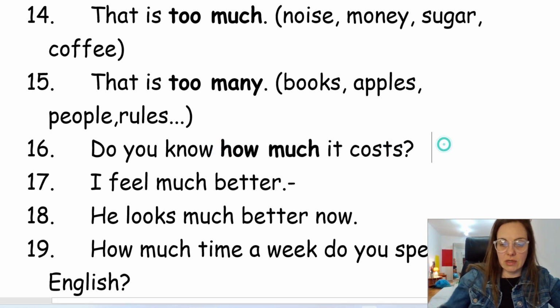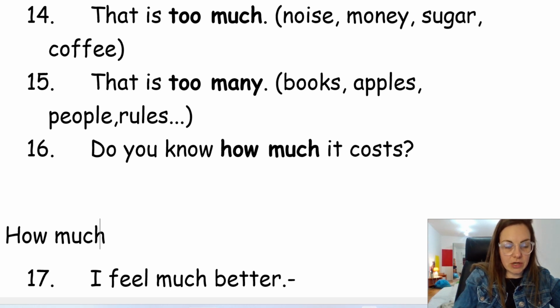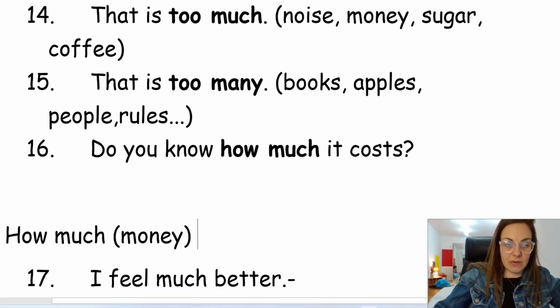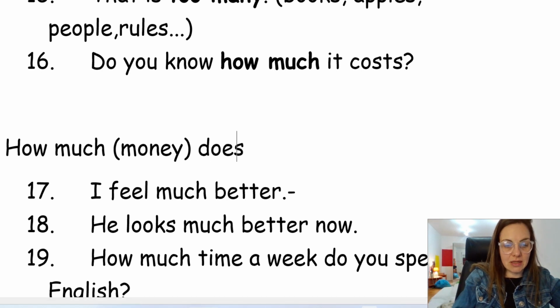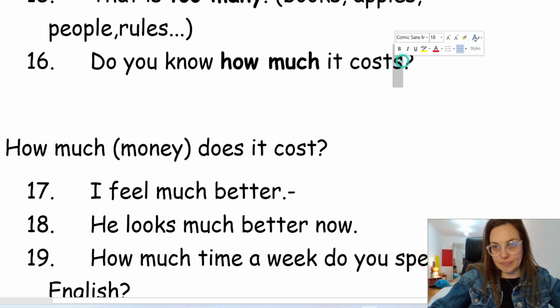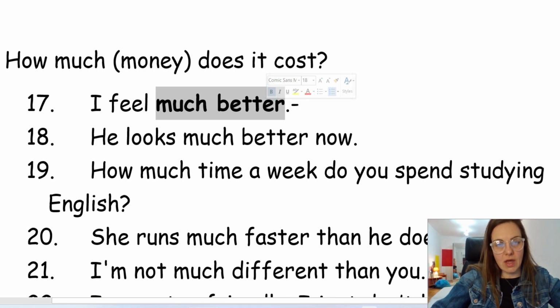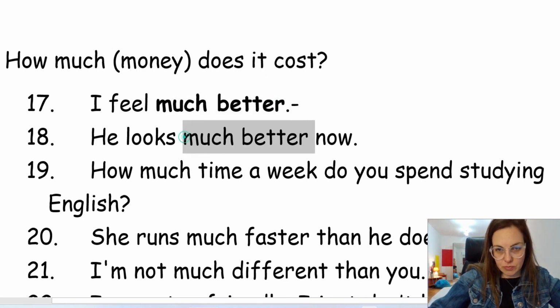Okay, do you know how much it costs? So when we ask about the price, we ask using how much, because it's like how much money. We usually skip the word money, but it's there. How much money does it cost? Do you know how much it costs? I feel much better. He looks much better now.